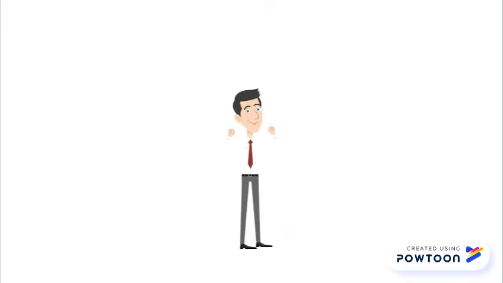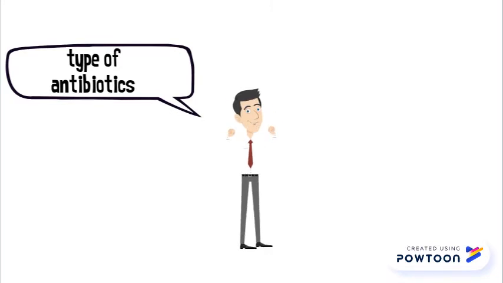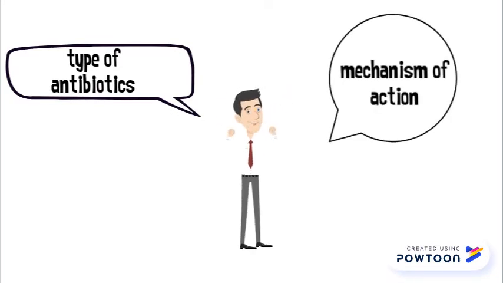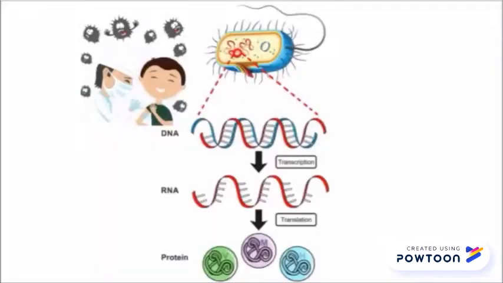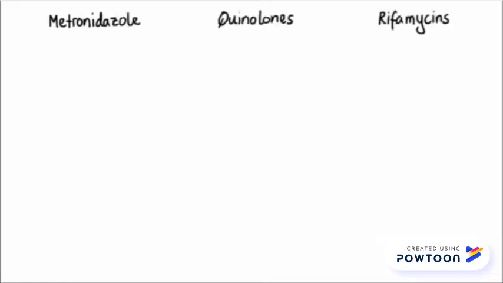I will introduce Georgie. Georgie will explain the types of antibiotics for this classification, their mechanism of action, and its sites. The antimicrobial agents that primarily target nucleic acid synthesis include metronidazole, quinolones, and rifamycins.